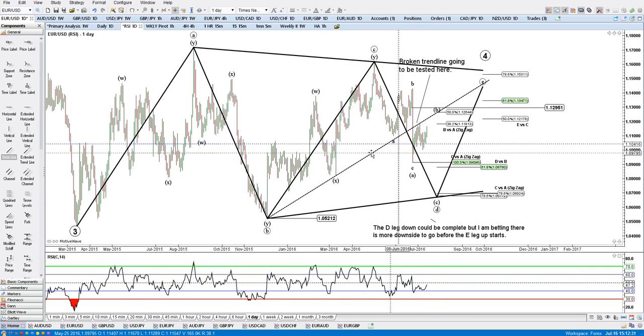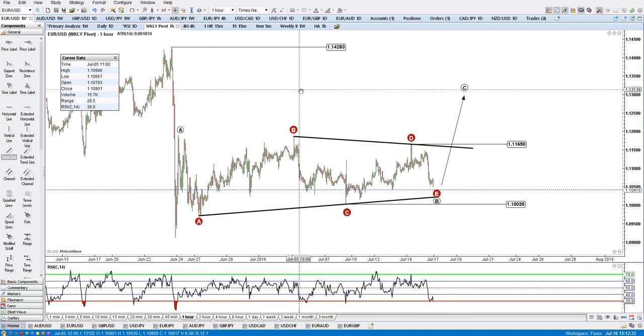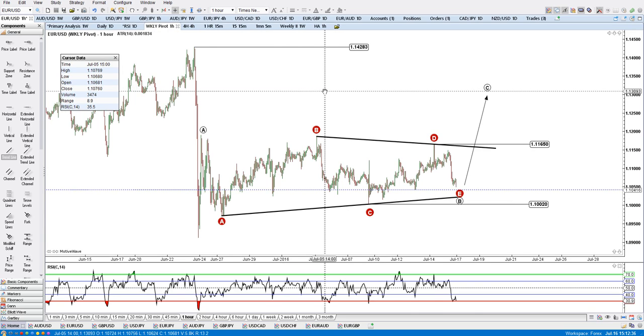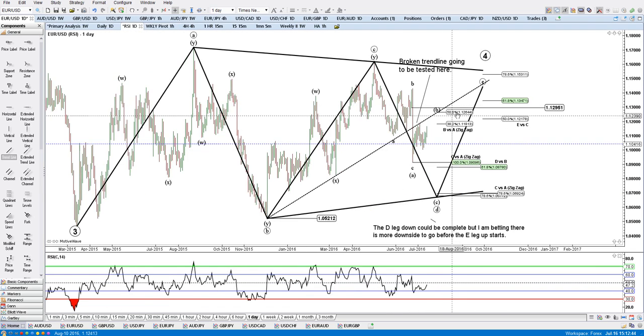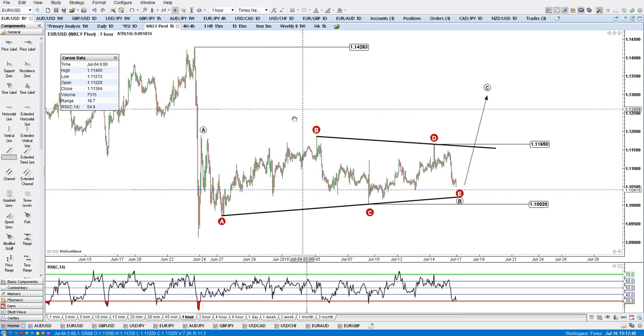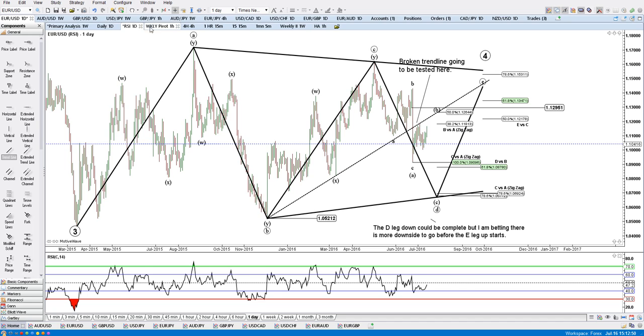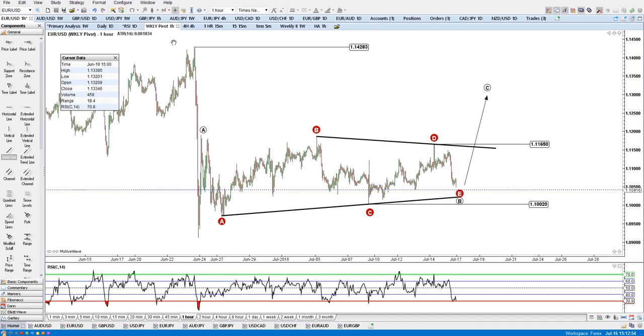So yeah, this triangle I posted last week with A up, A, B, C, D, E, and then a C leg up. And that's kind of how I was thinking we were going to get to this 12.95, I'm sorry. You could also go this way with it. It's kind of a pick your poison thing.